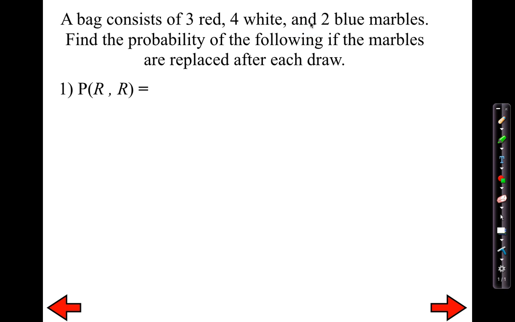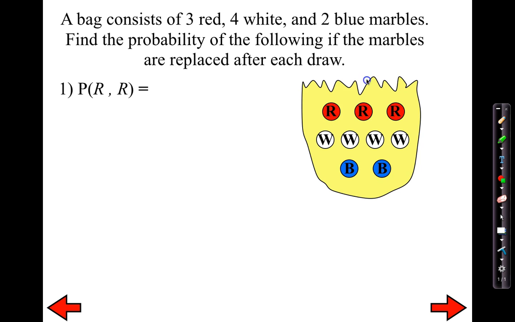So now let's take a look at an example here. A bag consists of 3 reds, 4 whites, and 2 blue marbles. Find the probability of the following if the marbles are replaced after each draw. So here, you imagine taking the probability of red. Right now, there's 3 out of 1, 2, 3, 4, 5, 6, 7, 8, 9. So I would say 3 out of 9.